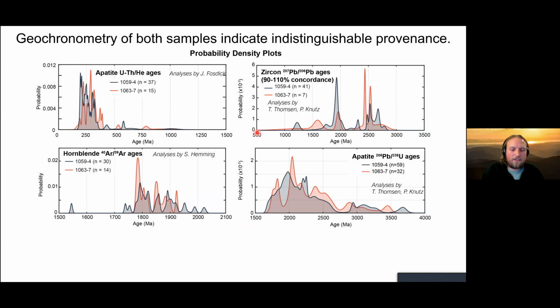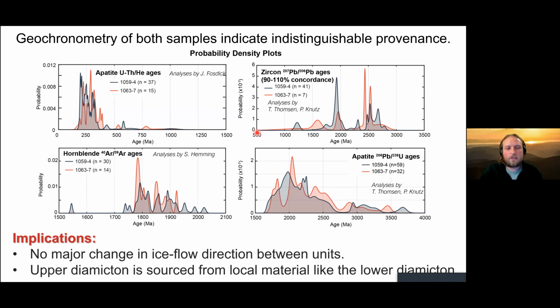And we did a series of different geochronometric analyses on multiple mineral phases in this sediment to understand the provenance of the upper and lower Diamicton. And in each of these different geochronometric analyses, whether it's apatite helium ages, hornblende argon ages, or zircon uranium-lead ages, we see that there is no significant difference in the age populations between the upper and the lower Diamicton. What that first suggests is that we did not have a major change in ice flow direction between the units, which would have brought in grains with a very different provenance. But it also supports that the upper Diamicton is sourced from local material similar to the lower Diamicton. It has the same minerals in it.